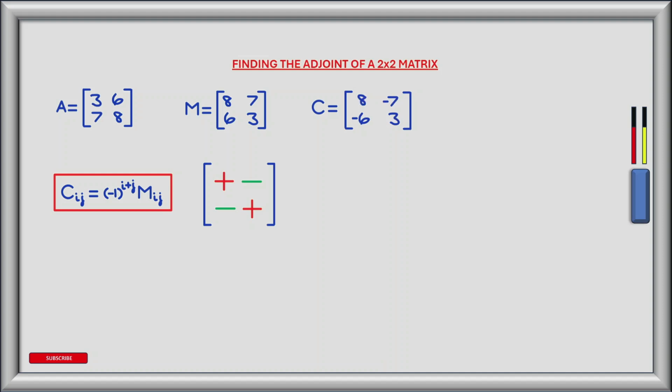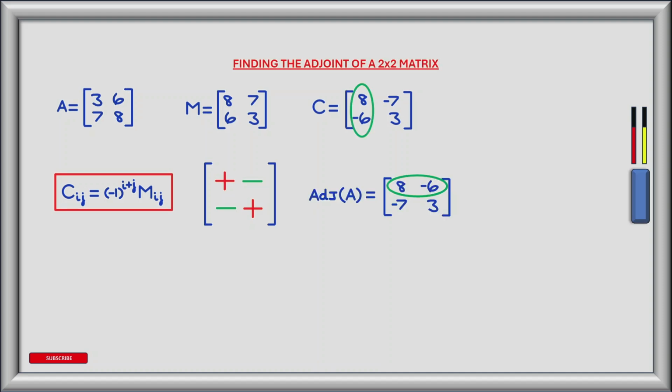The final step in this process is to transpose the cofactor matrix, which will then give us the adjoint of matrix A. Transposing the 2x2 matrix means turning each of its columns into rows, and so column 1 of the cofactor matrix becomes row 1 of the adjoint of matrix A, and column 2 of the cofactor matrix becomes row 2 in the adjoint of matrix A. And this completes the adjoint matrix, which is made up of elements 8, -6, -7, and 3.